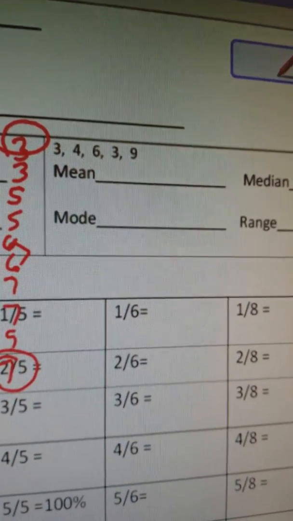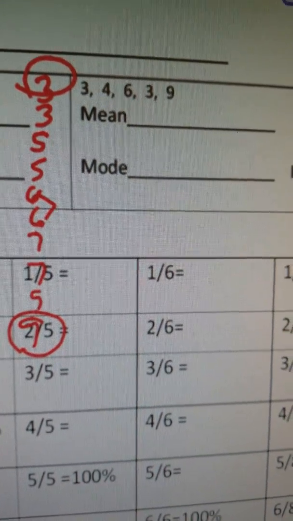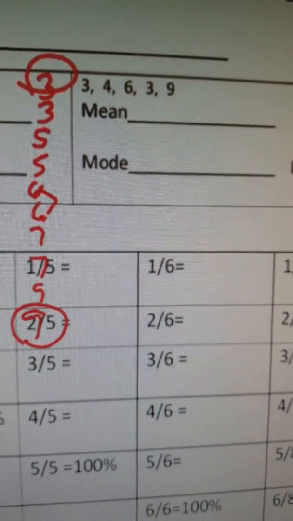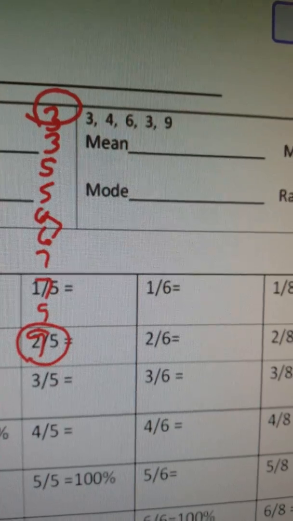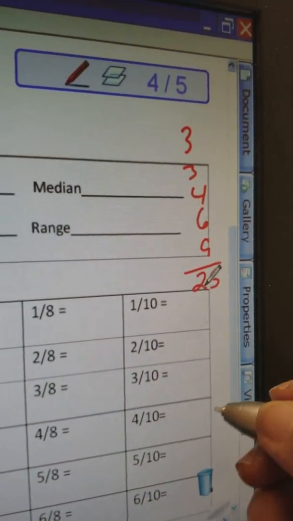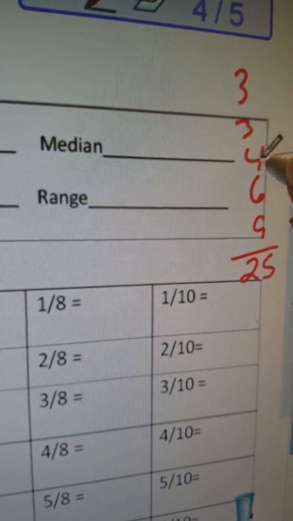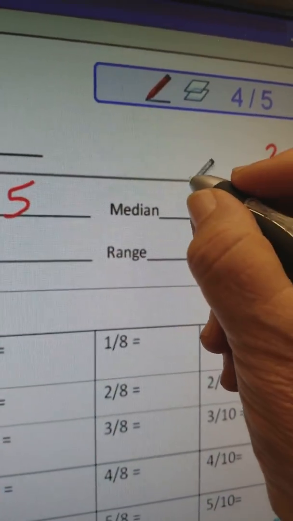All right, this is very easy. We have only 5 numbers, 3, 3, 4, 6, 9. We add them together and we get 25. We have 5 numbers, so we divide by 5 to get the mean. The median is simply the middle. We have a middle, and it's 4.